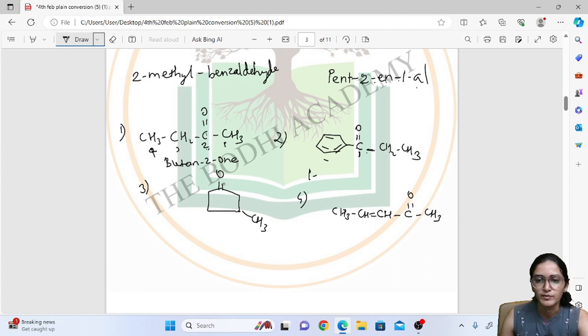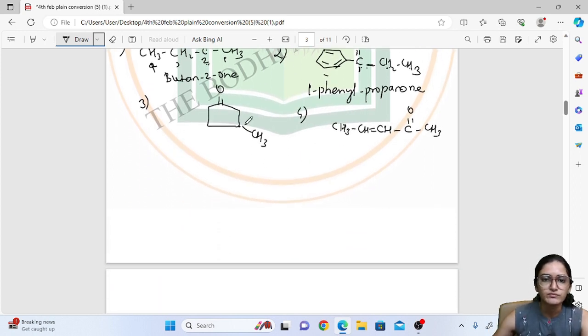So the name will be 1-phenyl propanone, because 1, 2, 3, these are 3 carbons, so propanone, and this is attached to the first carbon, so 1-phenyl propanone. Okay, then next is this compound in which we have the ketonic group at this position.